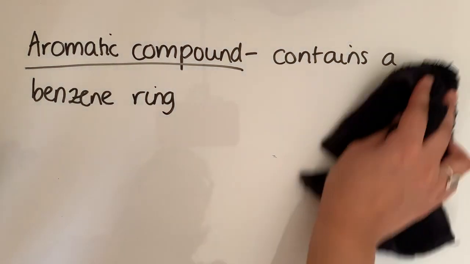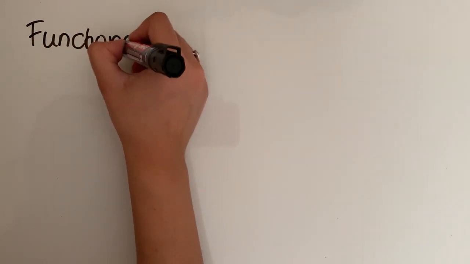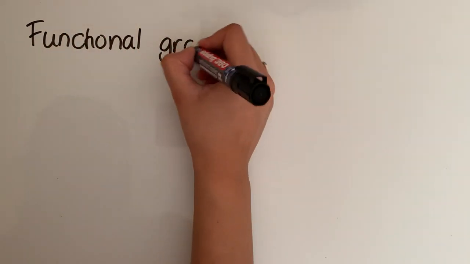Okay, let's now move on to another definition where we're going to look at some examples. The first thing that's worth knowing is what a functional group is. So the functional group of a molecule is the part of the molecule that's responsible for the chemical reactivity of that molecule.